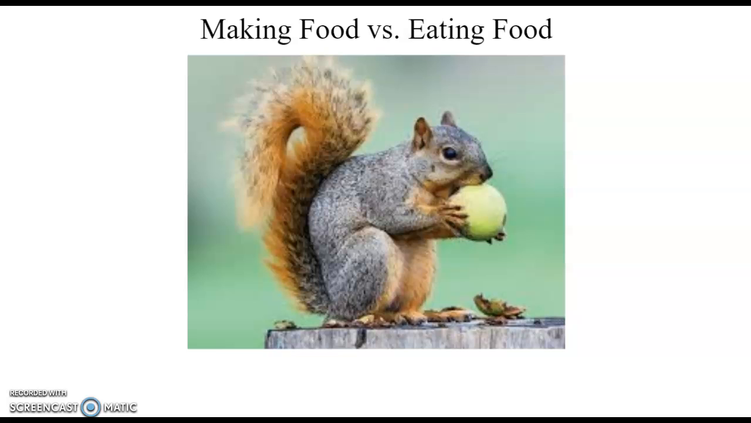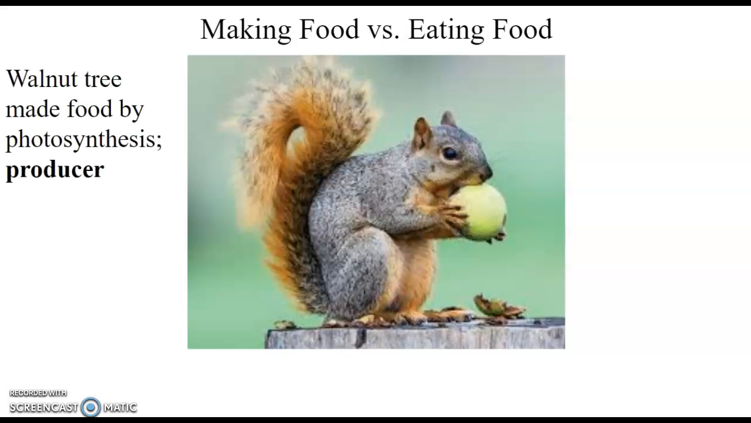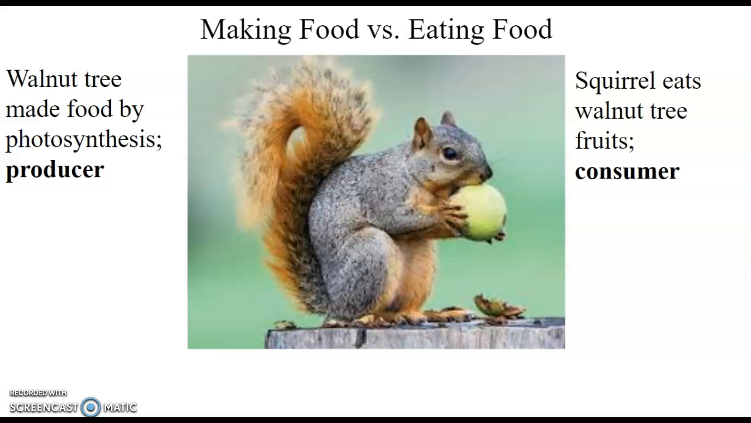The walnut comes from a walnut tree, and a tree makes its own food. It is a producer, making food by photosynthesis. There's a fancy name for producers as well. So the walnut tree is a producer. The squirrel is a consumer. The other name for a producer is an autotroph, and the fancy name for a consumer is heterotroph.